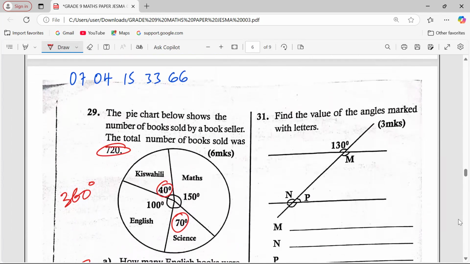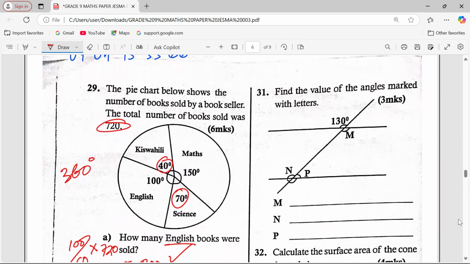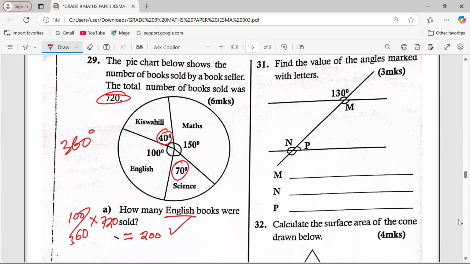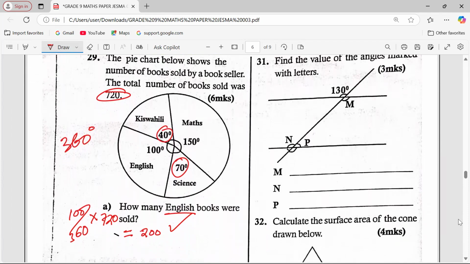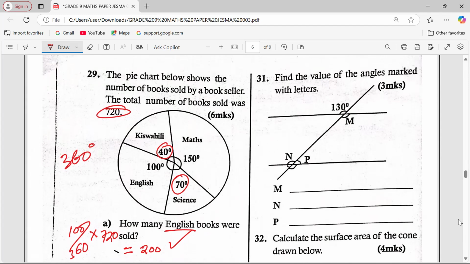Number 31 now. Find the value of the angles marked with letters. We can first of all fill the angles in this figure. Therefore, with 130 here, we can say that the angle at M is also 130. Reason being, these are vertically opposite angles. And we know that vertically opposite angles are usually equal.